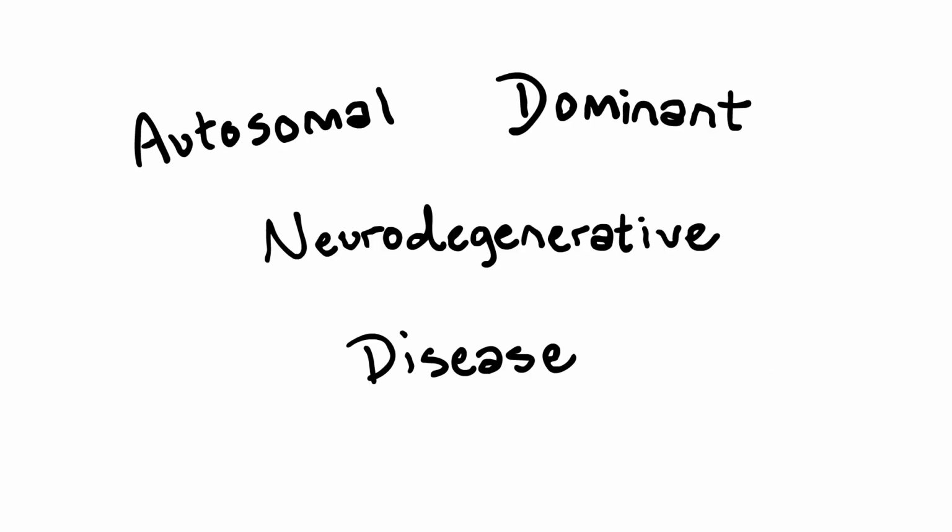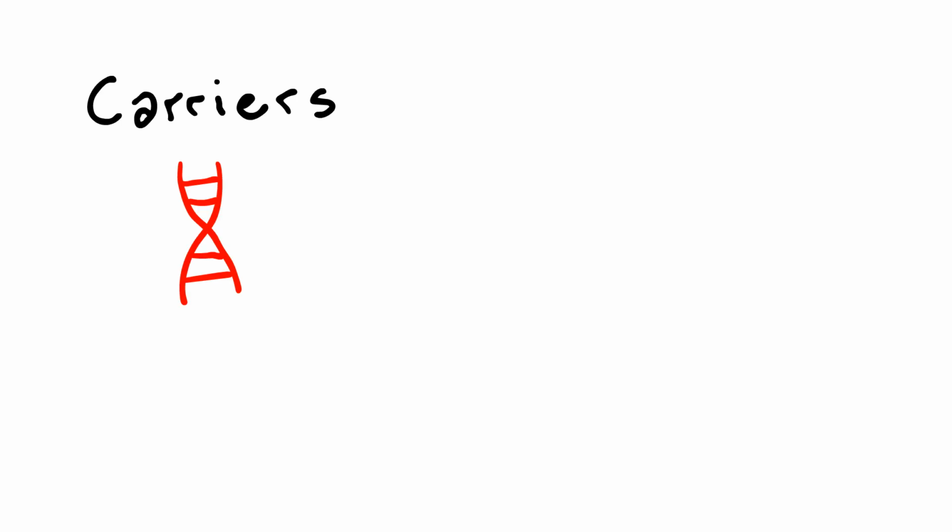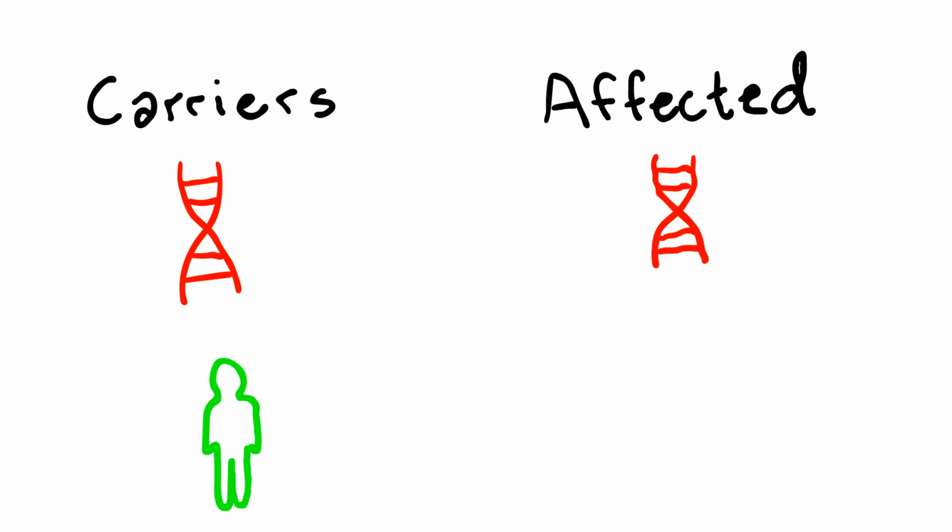Huntington's disease is an autosomal dominant neurodegenerative disease, meaning that if one parent has the gene for this disease, there's already a 50% chance that their offspring will too. But it's not that simple, because simply having the gene does not mean symptoms will occur. There are carriers of the disease who have a copy of the gene but remain unaffected, and there are those who are affected and have a copy of the gene as well, but they show symptoms.